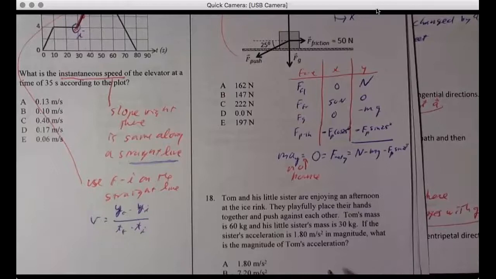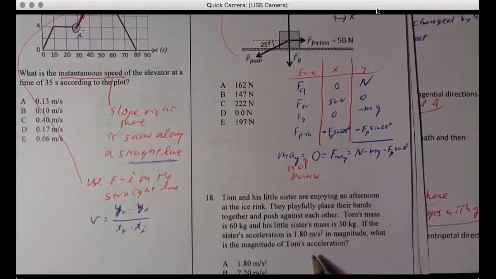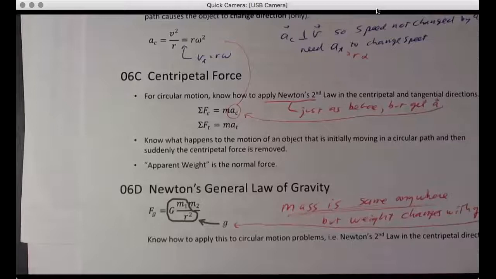This one here is they place hands and push together against each other. And so this one here, I haven't quite covered this section yet. So let's take a break and see what else we're not covered in here. This is one that we have covered.